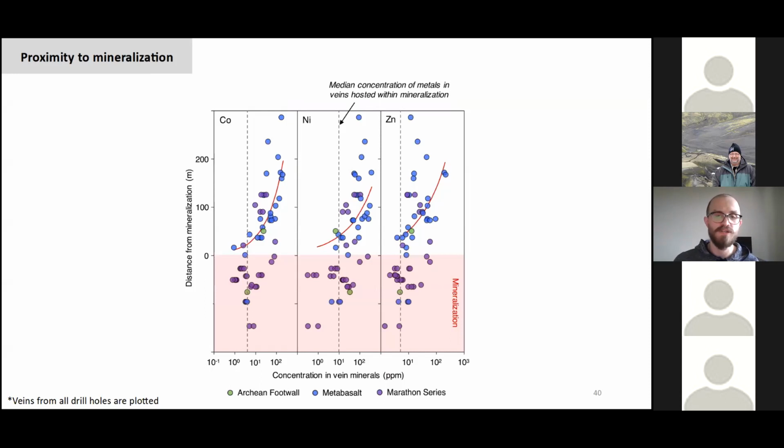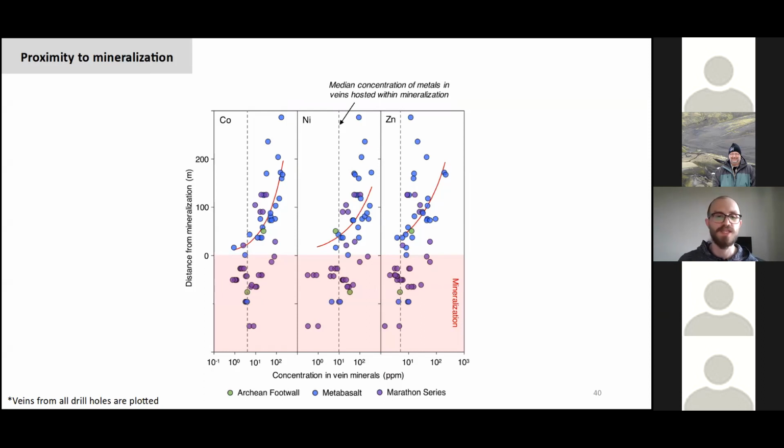Now that we have a better understanding of what is controlling vein mineral chemistry, we can take this into consideration and use vein mineral chemistry to try to develop a tool to vector towards mineralization. So here we have three downhole variation diagrams looking at the cobalt, nickel, and zinc content of veins as a function of distance from mineralization. And we can see that there's a consistent increase in concentration of these metals with increasing distance from mineralization.